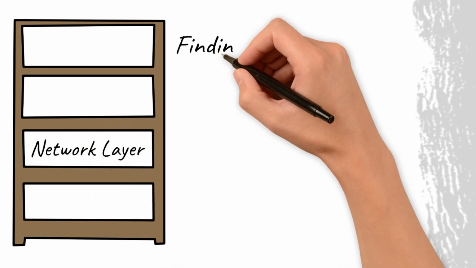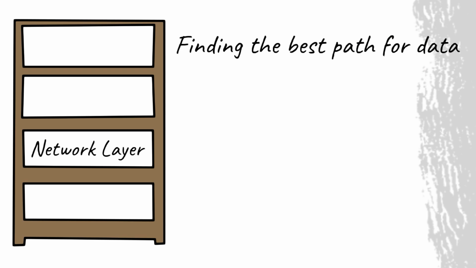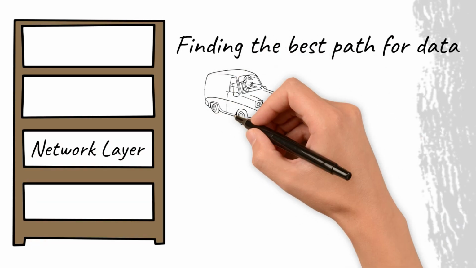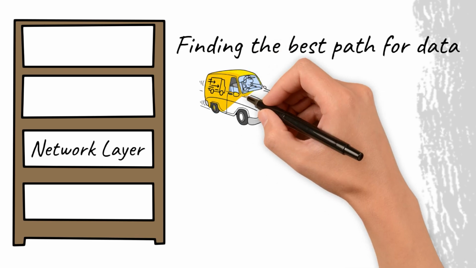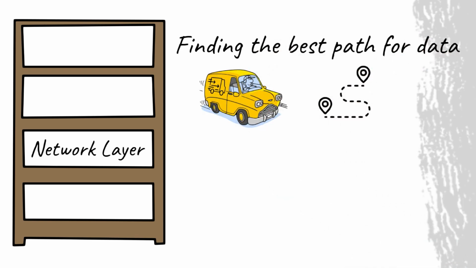Second shelf, the network layer. This shelf is all about finding the best path for data to reach its destination. Imagine the Postal Service carefully deciding how to deliver your letter from your city to another city, figuring out the quickest or safest route along the way. This is exactly what's happening in the network layer.